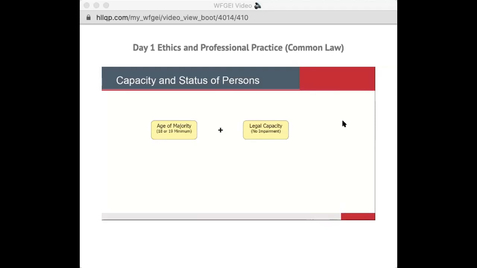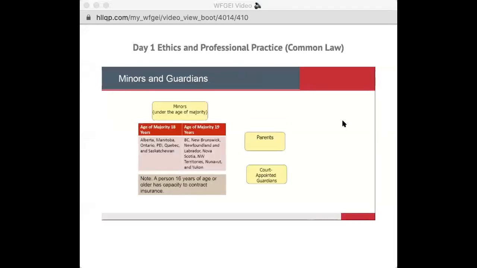The second part of that equation, of course, is legal capacity. That basically means that you're not impaired in any way. In other words, you're not under the influence of drugs, alcohol, or anything that may cloud your mind, and therefore you're not making a clear, objective decision. So you must have legal capacity. Legal capacity is something that you really have to look at very carefully to make sure that you are in a position where you can enter into an agreement. So let's move on to the next slide.